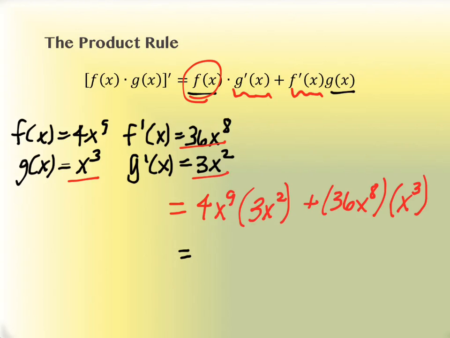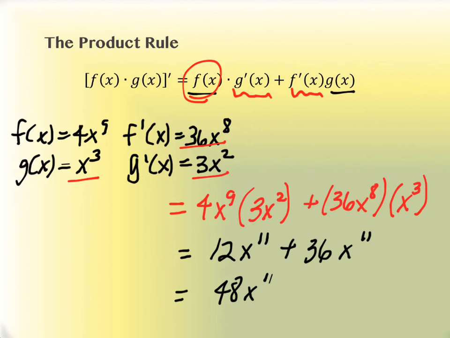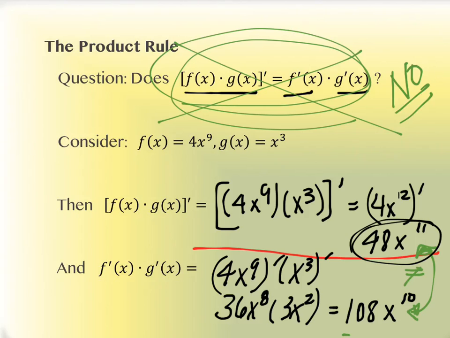So what is 4 times 3? 12. And then I've got x to the 9th and x squared, which gives me x to the 11th. Over here I actually have that 36, right? x to the 8th and x cubed is x to the 11th. And then I have 12 plus 36 is 48, x to the 11th, which is exactly what we were trying to get the other one to equal.